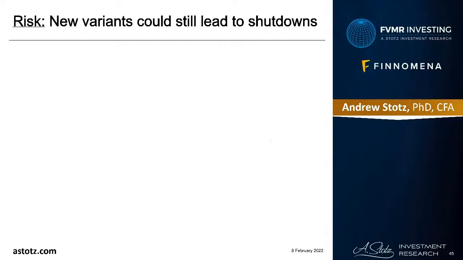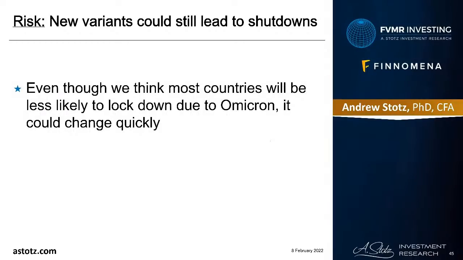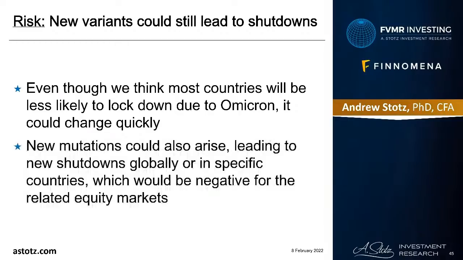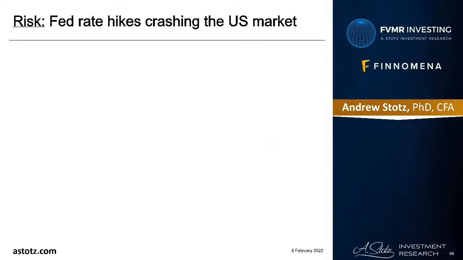So new variants could come up, lead to shutdowns. I think politicians who love to have government shut down and economies shut down and love to control the people, these guys basically want to see new variants and all that. But even though we think most countries will be less likely to lock down due to Omicron, it could change quickly. New mutations could also arise, leading to new shutdowns globally. So that's a risk that we face.